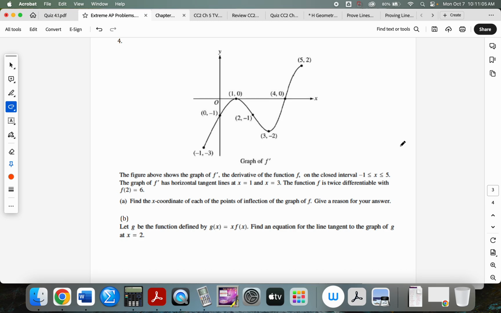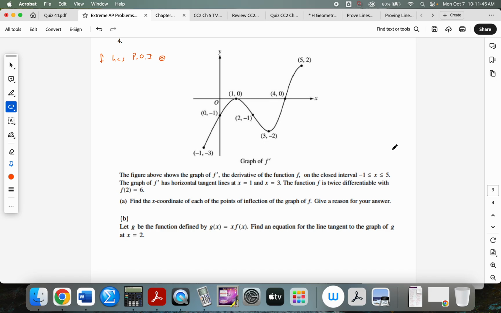The f of 2 is equal to 6 is actually something that you would need for part C in this question, which we're not going to get to. It's for something we haven't done yet. So find the x-coordinate of each of the points of inflection of the graph of f. Give a reason for your answer. Okay, so where does f have a point of inflection? I'm going to write up here where I have a little more room. f has a point of inflection at what?